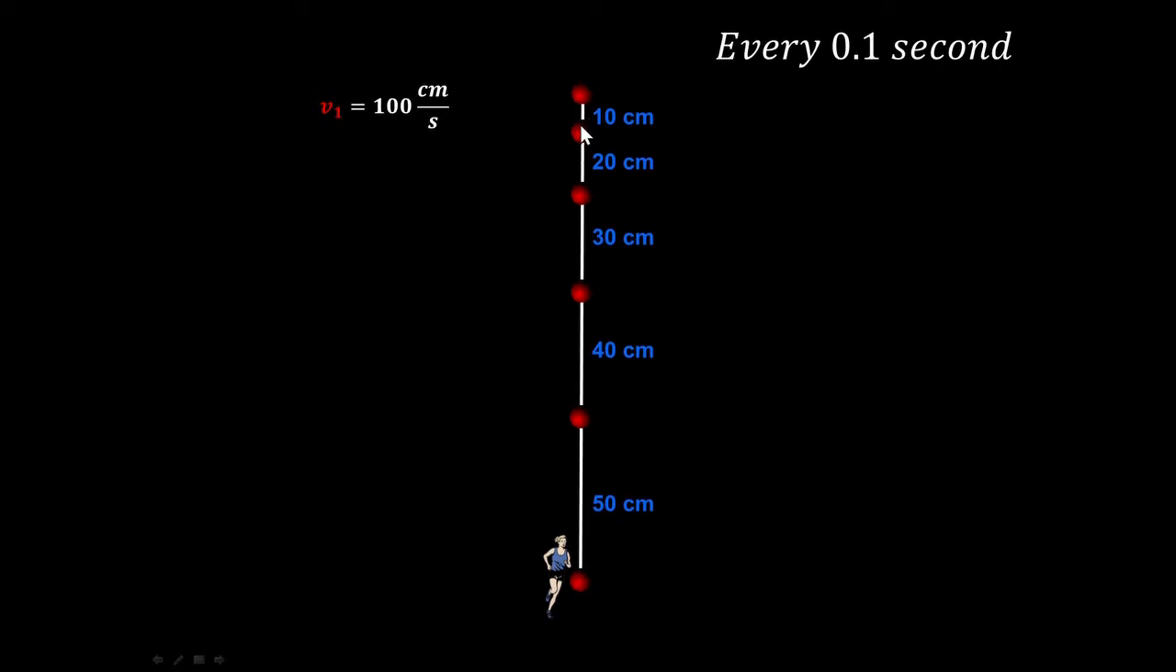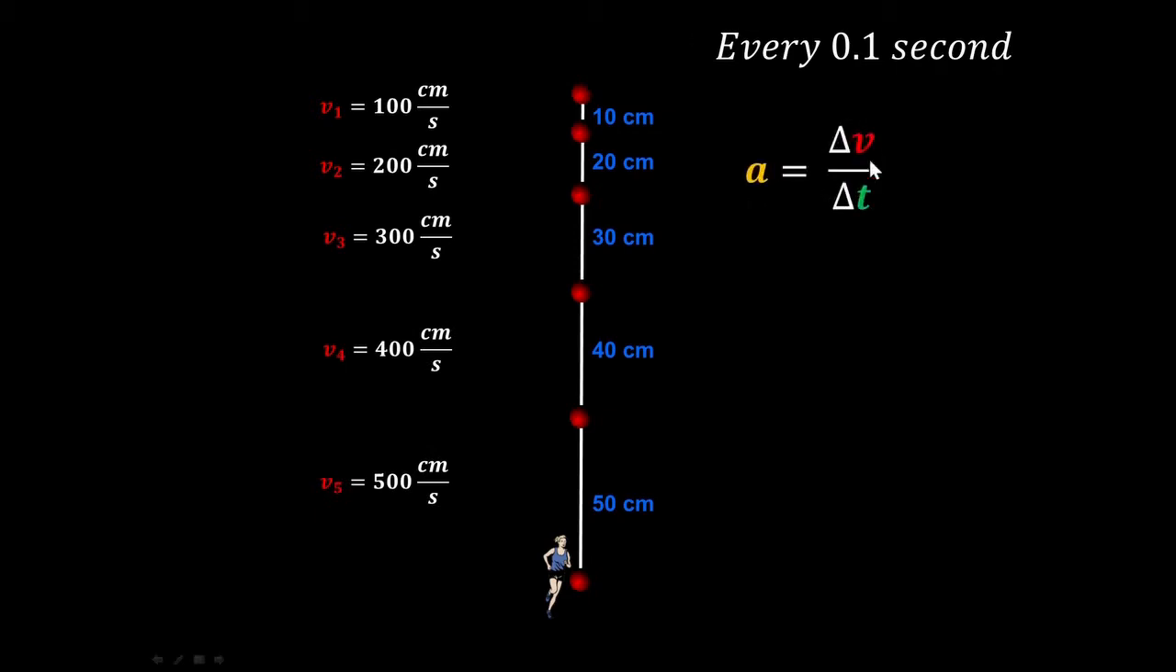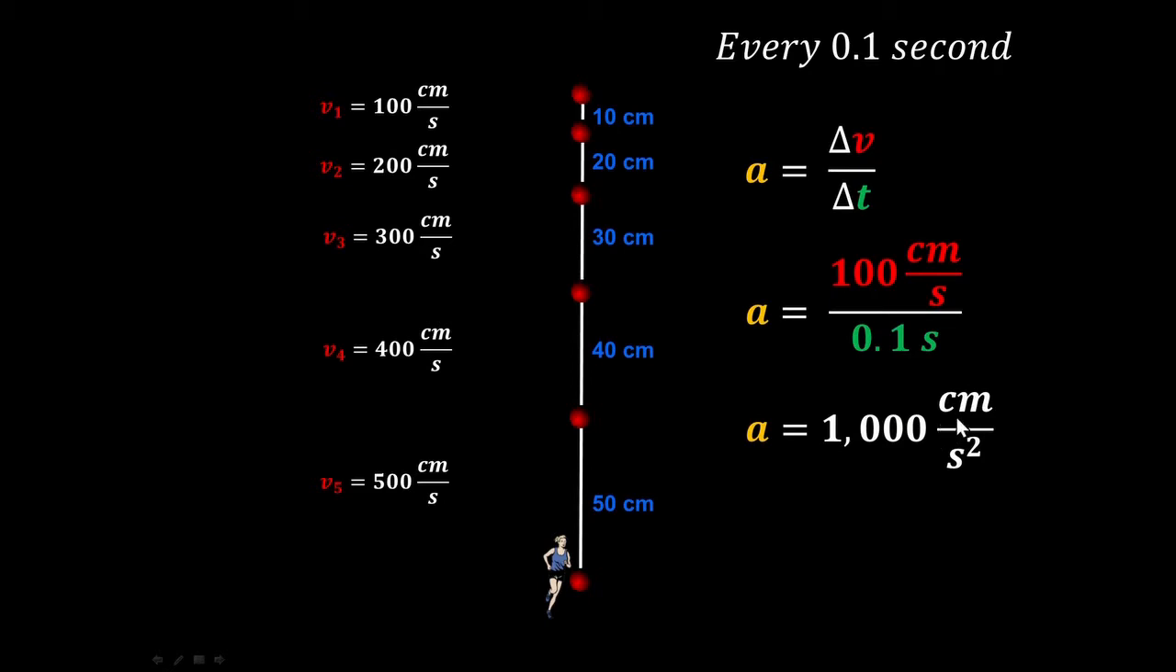But if we go 10 centimeters in 1/10 of a second, we just averaged 100 centimeters per second. And then if we go 20 centimeters in 1/10 of a second, we average 200 centimeters per second. And then 300 and 400 and 500. So our acceleration is a change in velocity over time. We changed our velocity by 100 centimeters per second every 1/10 of a second. So our acceleration would have been 1,000 centimeters per second squared.